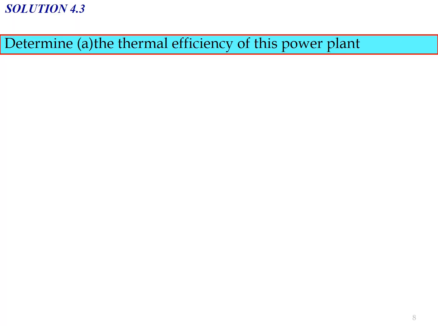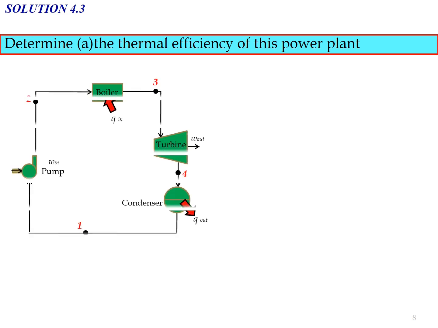Okay, now determine the thermal efficiency of this power plant. So we just draw a schematic diagram for the ideal Rankine cycle. So we have 4 main components: pump, boiler, turbine, and also condenser. So we need to know that we will have W in at the pump, Q in at the boiler, W out at the turbine, and also Q out at the condenser.